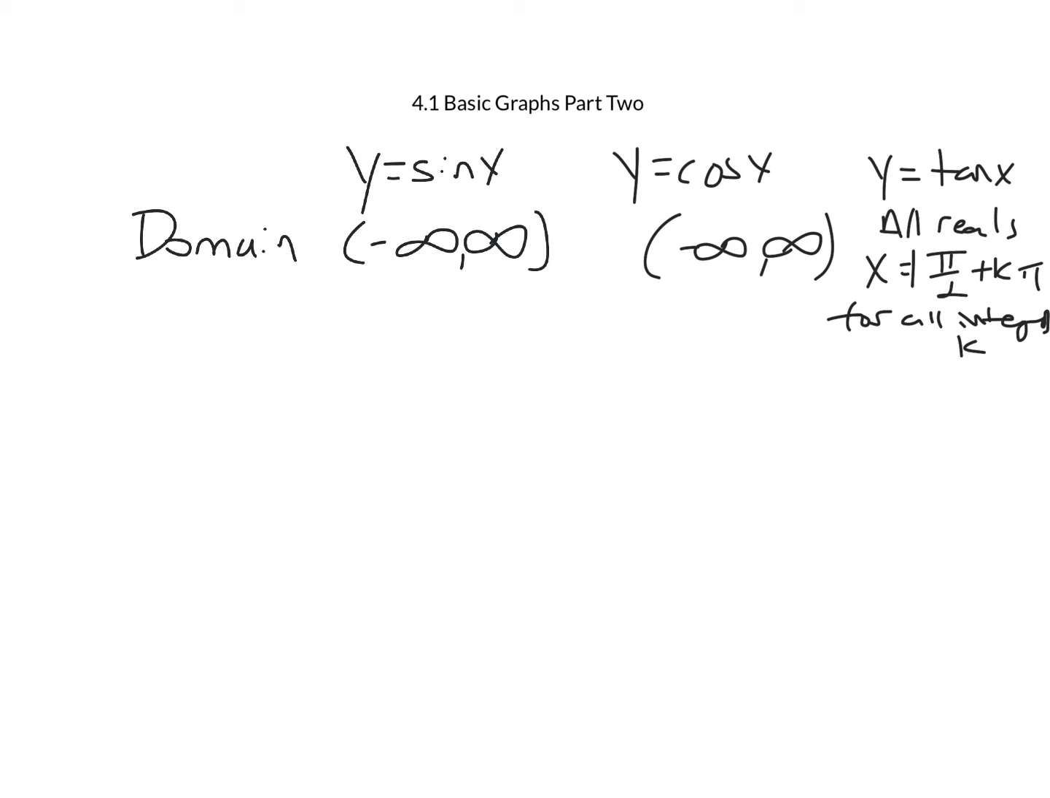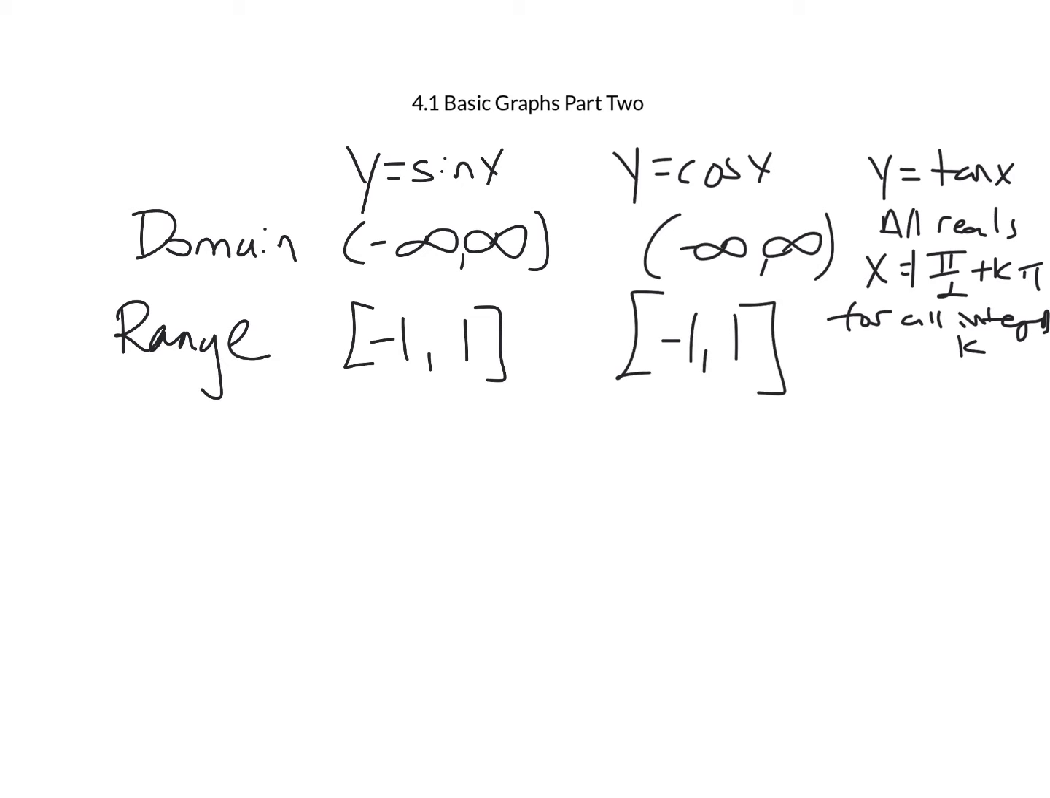Next, let's talk about range. With sine and cosine, it can only be between negative 1 and 1. So negative 1 to 1, including negative 1 and 1. And for tangent, it's going to be all reals. It's going to hit every y value if it wanted to. As we showed you the graphs before, there are squiggly lines that keep going up forever.